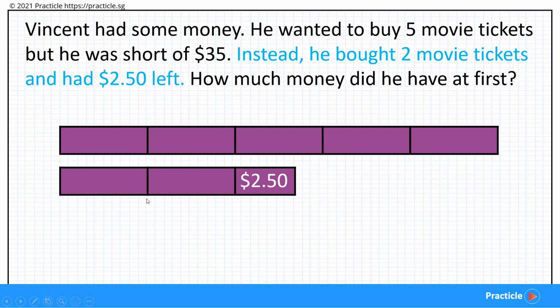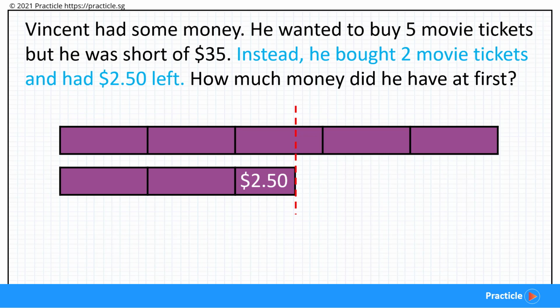We can add how much he spent on the 2 tickets and the $2.50 that he's left with, and this is going to give us the amount of money that he has, right? Let's draw a dotted line to mark this. And why are we doing this? Well, now that we have a better idea of how much he has, we can make use of this to add the $35 that he's short of in the first situation. Remember? We didn't do this earlier on.